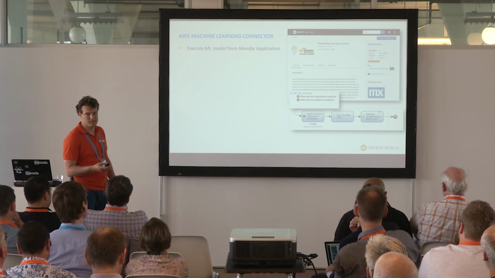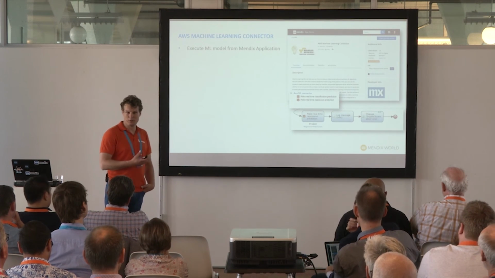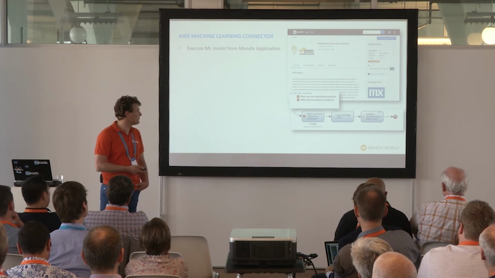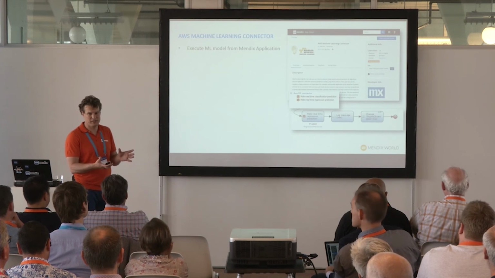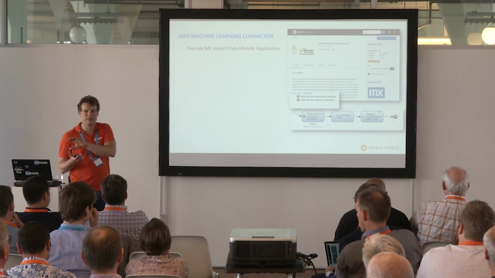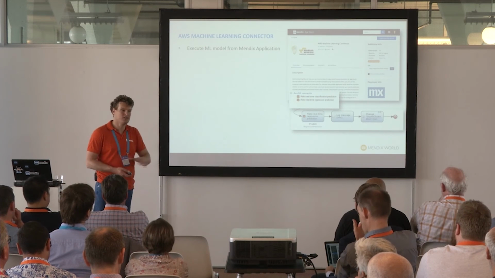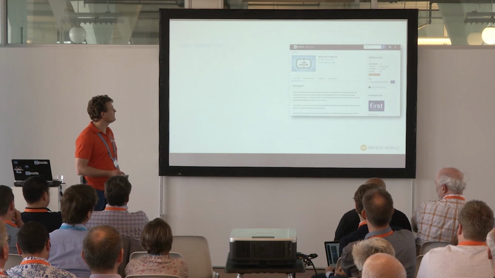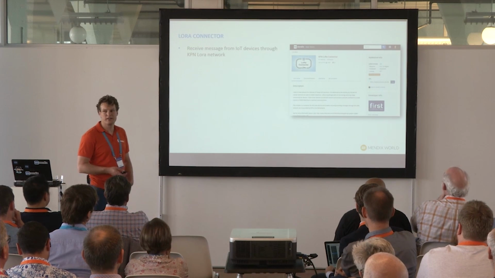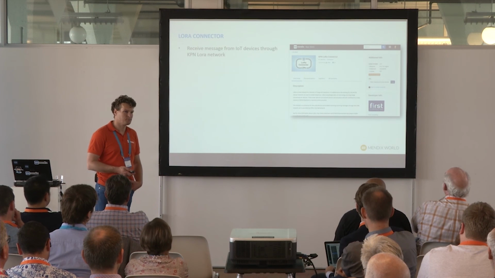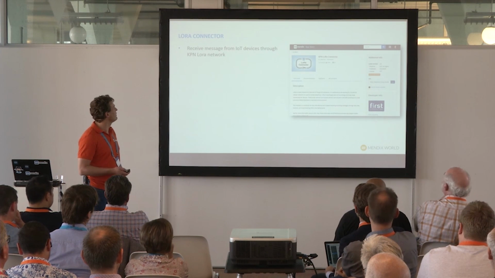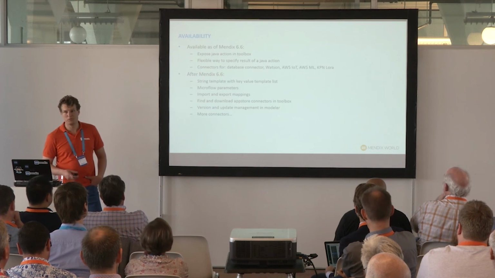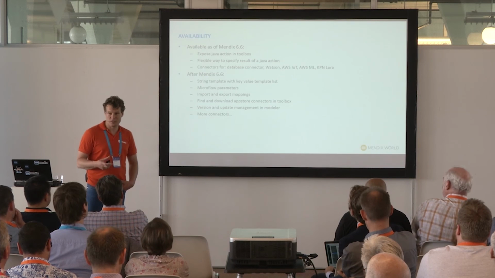Machine learning. So you can execute your machine learning model, your statistical classification on the data you have, in real time. So you receive some data, maybe from an IoT device, and you want to forecast, make some prediction. Is this going to break or not? You can use Amazon Machine Learning. The IoT connector, as I explained, is provided by First Consulting, and the LoRa connector connects with the KPN LoRa network. And push notifications.